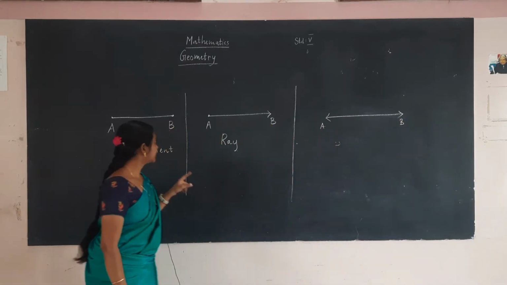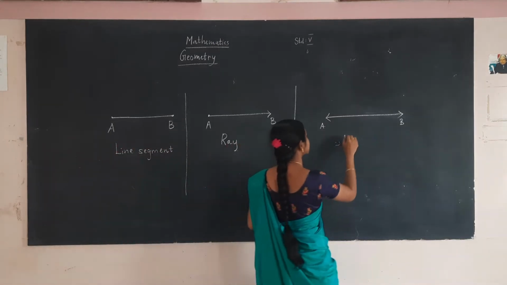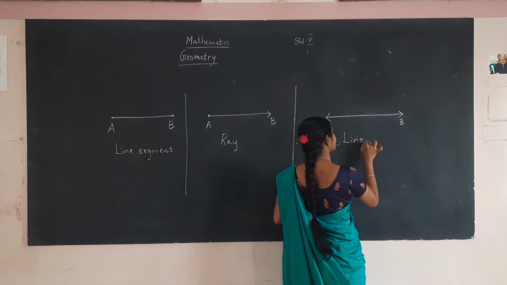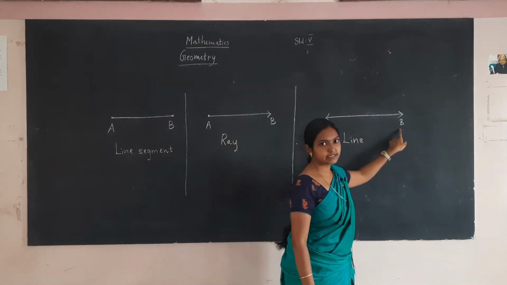If we extend both the points in a line segment, then it is called a line. A line has no starting point and no ending point.